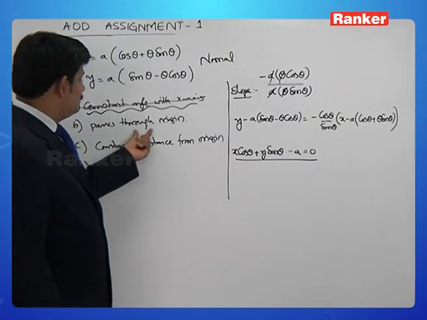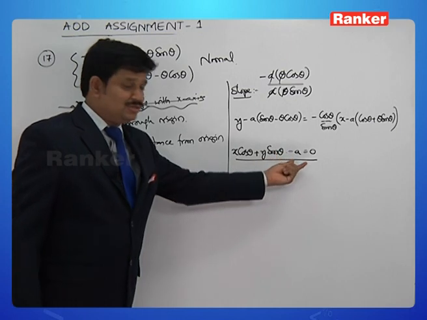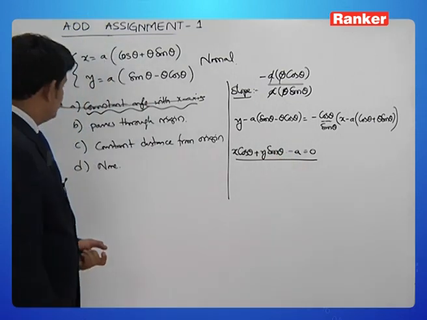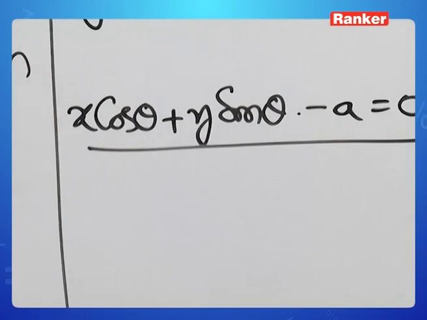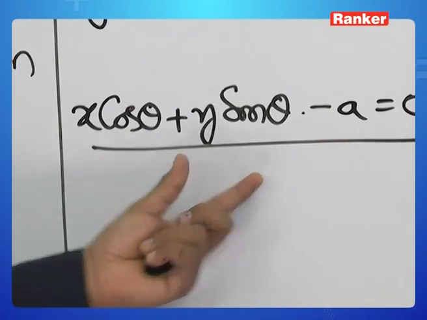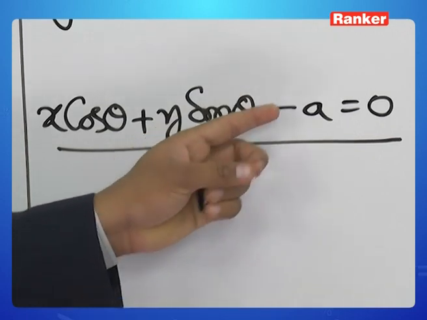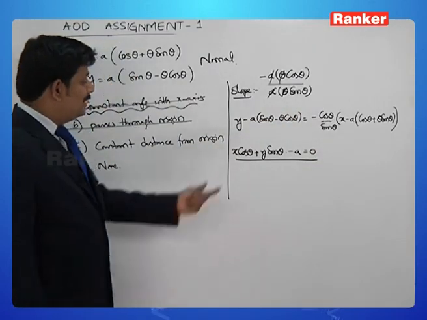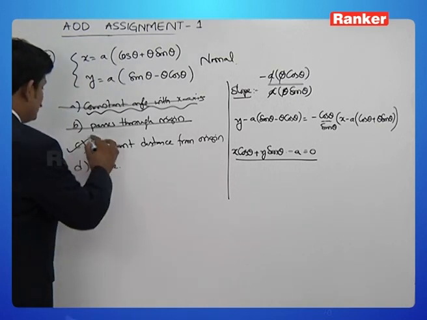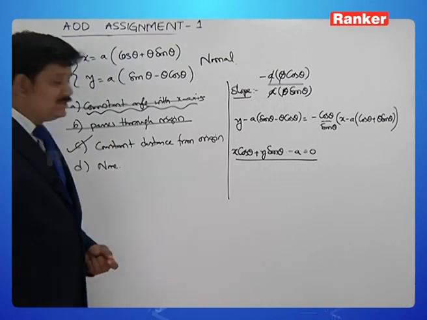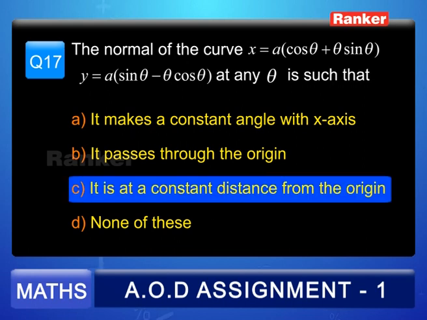So, this line does not pass through origin. When I substitute 0 comma 0, I get A, which is not 0. So, the line does not pass through origin. And we can see this line to be in the normal form, x cos theta plus y sin theta equal to A. So, the perpendicular distance from origin is A, which is a constant. So, it is a constant distance from origin, hence our option is C.